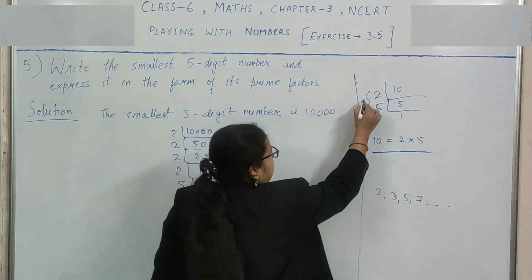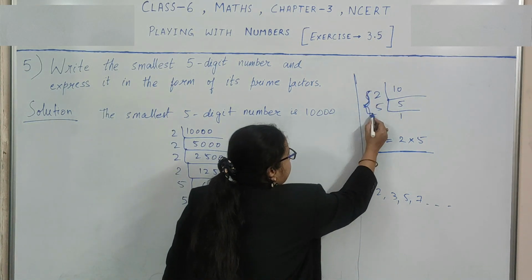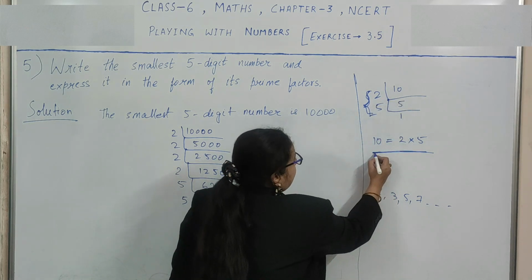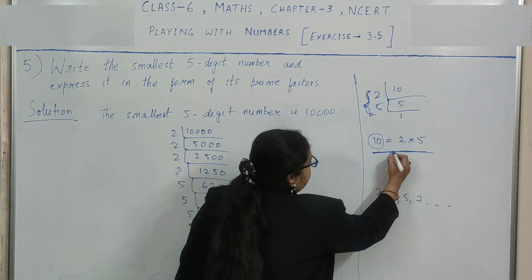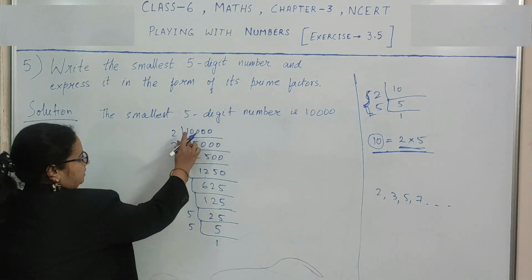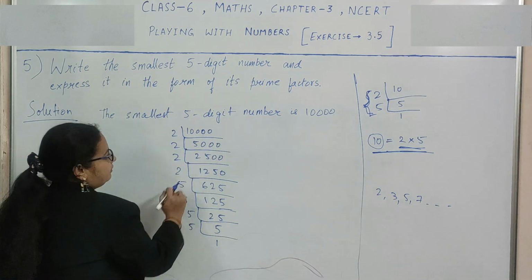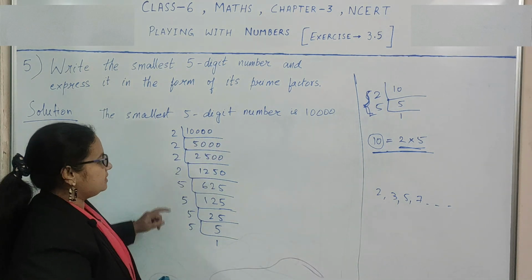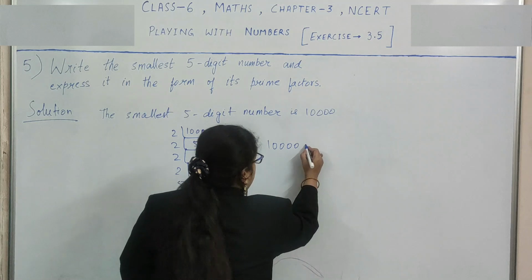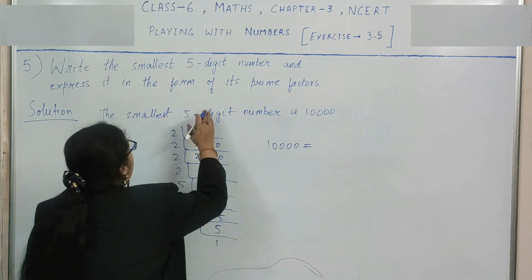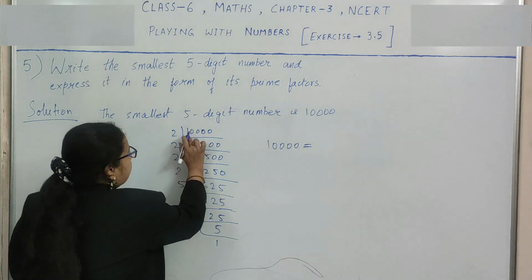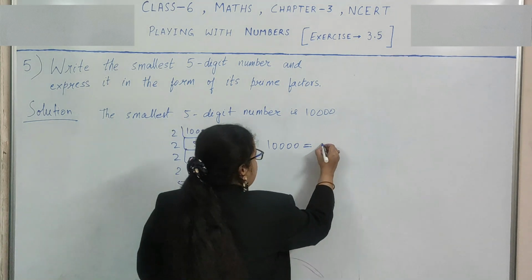Same as what we do, see, we multiply these two numbers, the divisors. These numbers 2 and 5 are the divisors. With these numbers we divide these numbers. So this 10 will be expressed in the form of its prime factors like this. We have to multiply. Okay, here 10,000, which is the smallest 5-digit number, will be expressed in terms of its prime factors like this. We have to multiply all these numbers, then we will get 10,000, right?